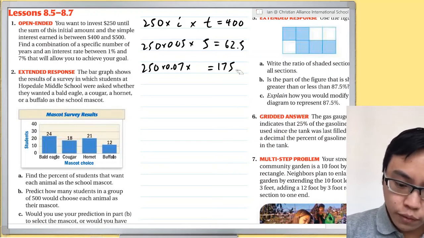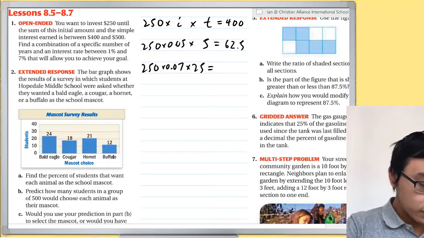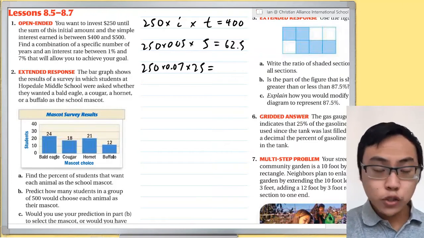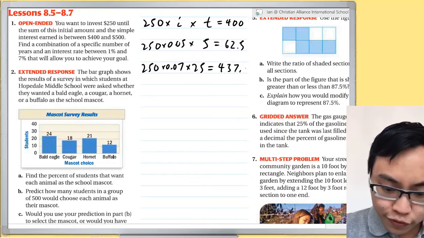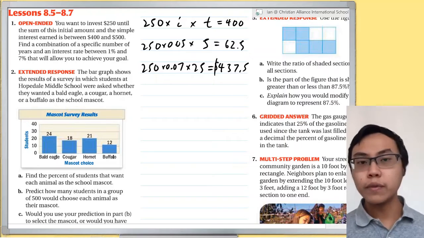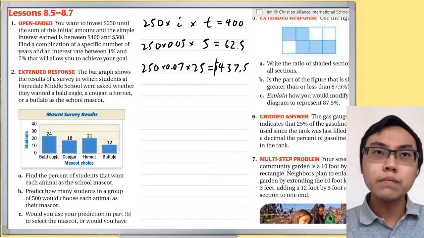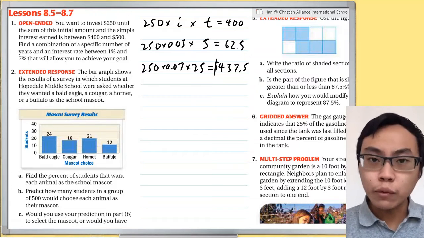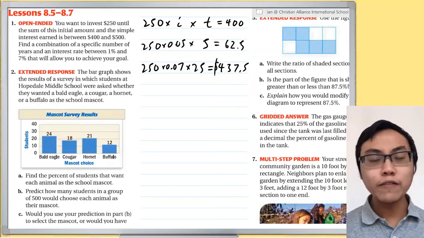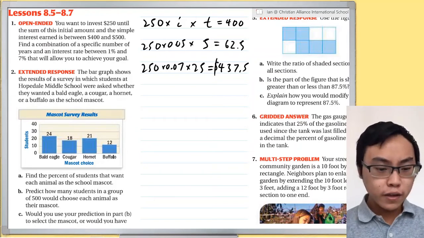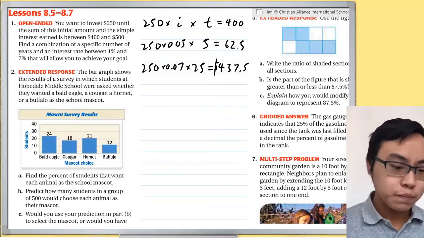I'm going to change the numbers to 25. That's going to be 250 times 0.07 times 25. That will give me 437.5, which is the amount we want. Of course, there are many different combinations that will work. You can use a smaller interest with a longer number of years, but I'm just trying to achieve the fastest, so I use the higher interest rate.